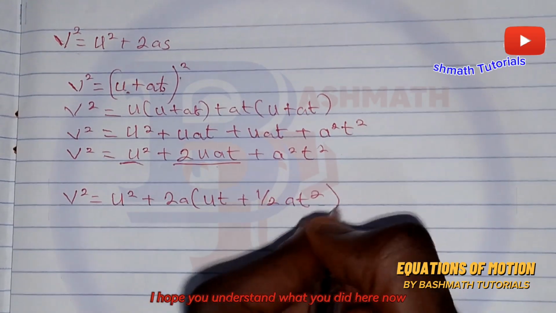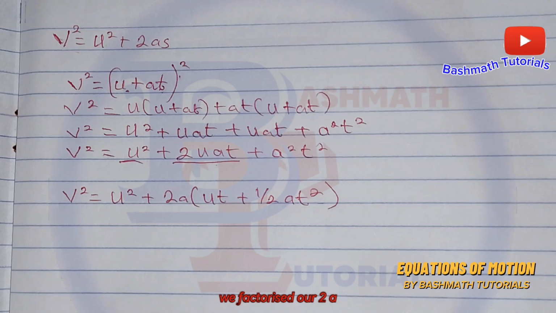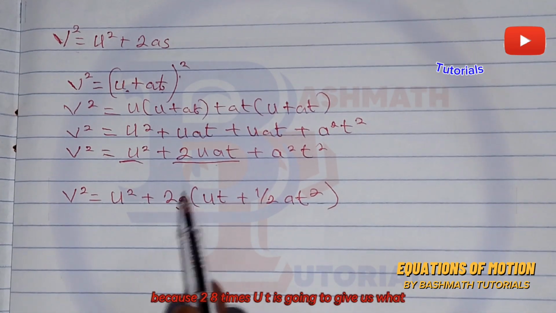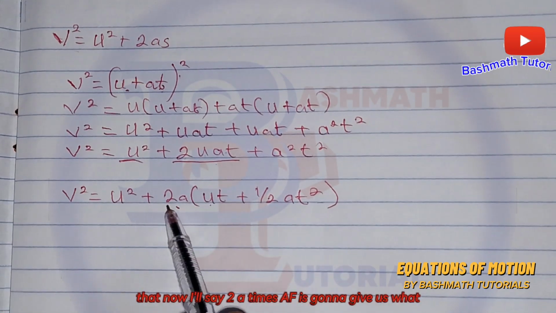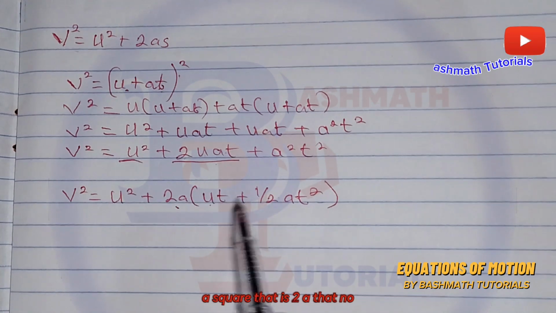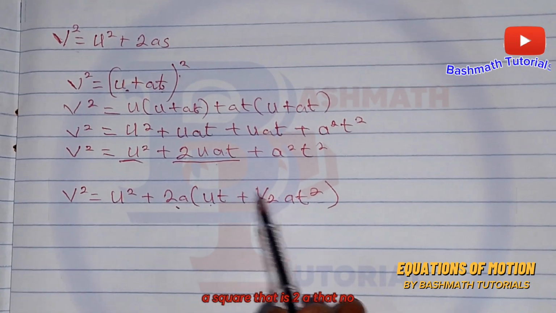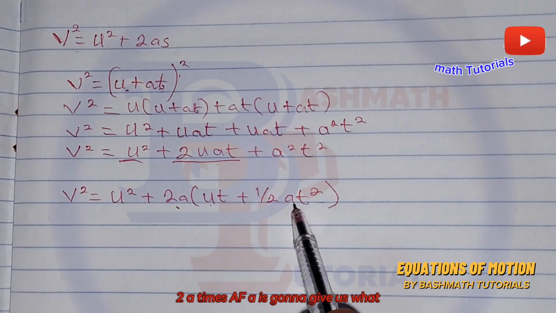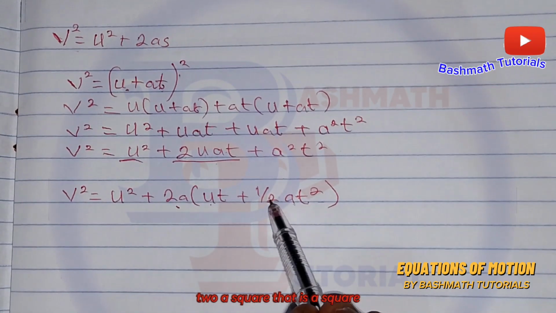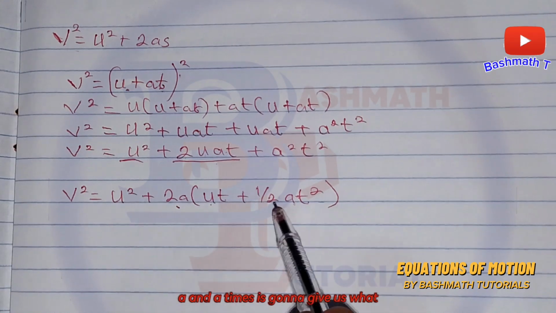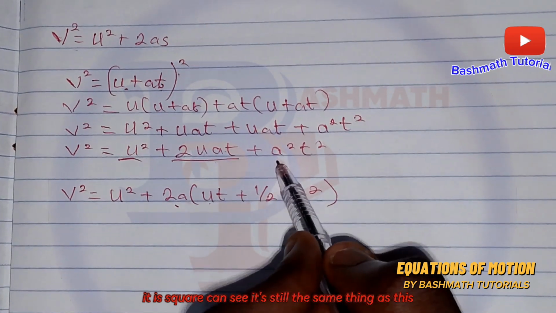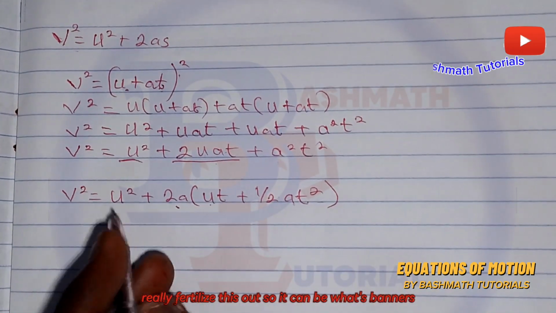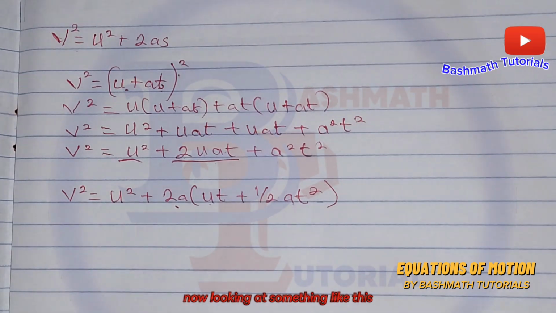I hope you understand what we did here now, because let me just explain. We factorize our 2a out because 2a times ut is going to give us 2uat. Are you getting that now? And 2a times half a t square is going to give us a square t square, because the 2 cancels 2 and remains a, and a times a is going to give us a square, and we're having t square. You can see it's still the same thing as this. We only factorize this out so it can be balanced.